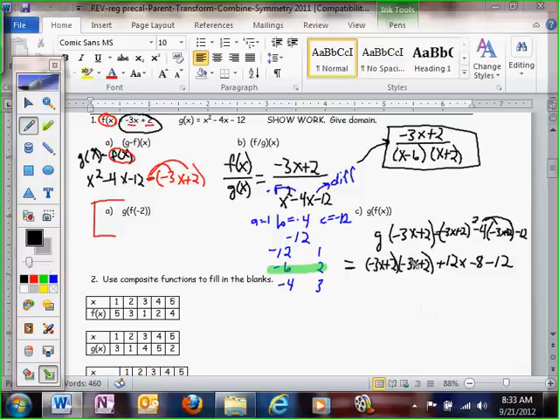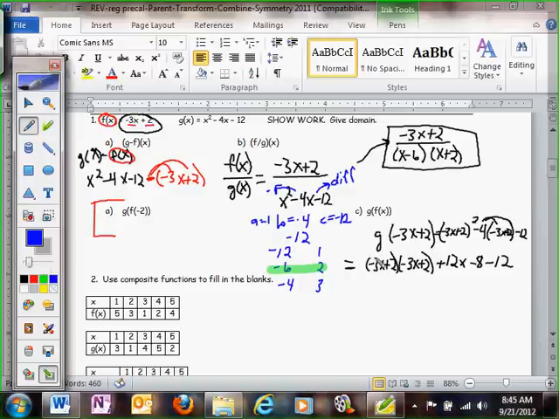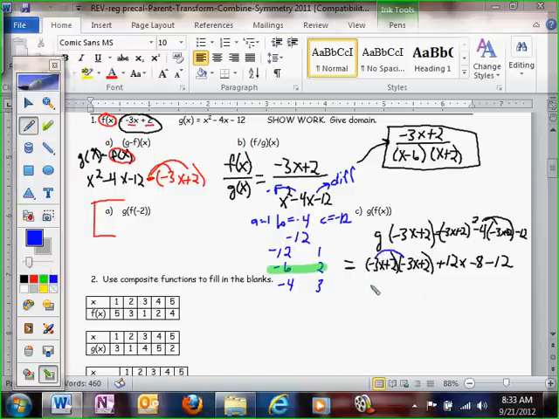Now I could either FOIL or box this. Since I already have it lined up here, I'm going to FOIL it. It'll be the first two terms multiplied together. Negative 3x times negative 3x is 9x squared. Then the outside two terms multiplied together. Negative 3x times 2 is minus 6x. Then the inside two terms multiplied together. 2 times minus 3x is minus 6x. And then finally my last two terms multiplied together. 2 times 2 is plus 4.